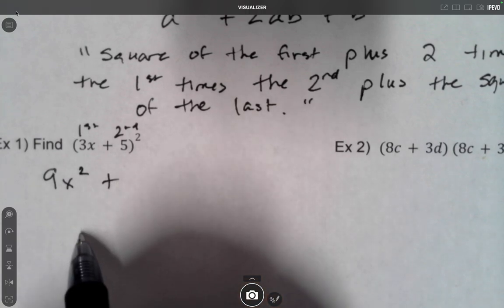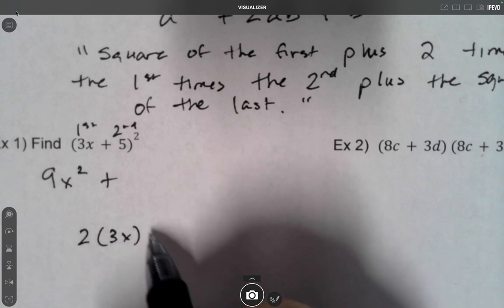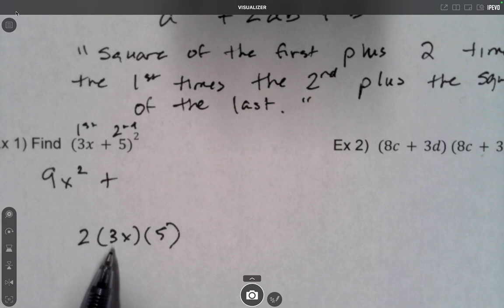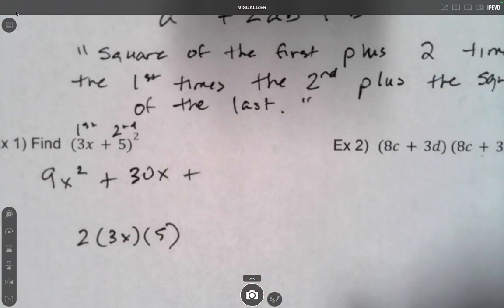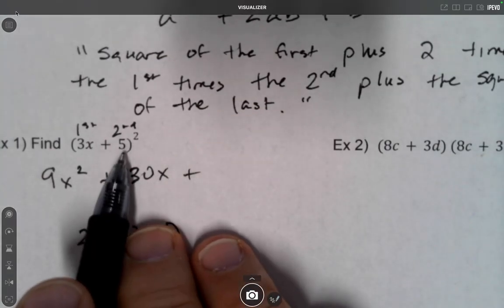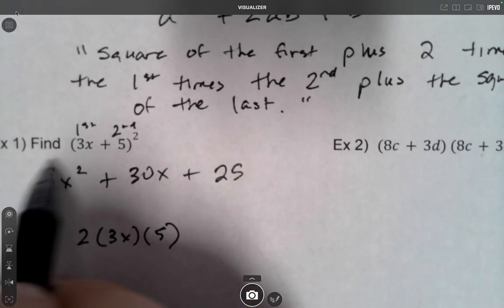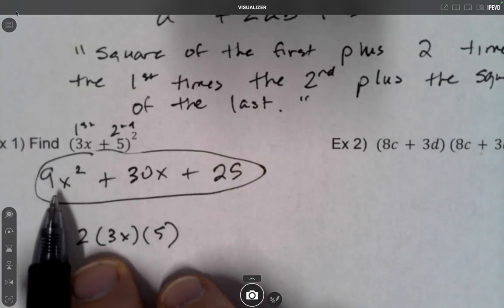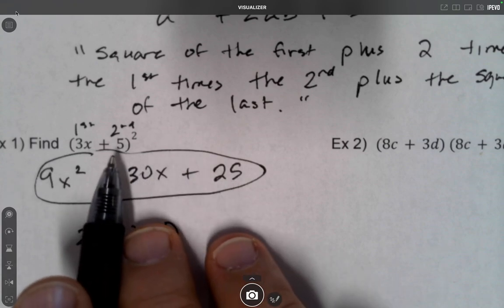Plus, I'm going to write this down here, 2 times the first times the second. So 2 times 3x is 6x. 6x times 5 is 30x. Plus the square of the second term, or the square of the last. 5 squared is 25. And we just solved that without having to do any foiling. First squared plus 2 times the first times the second plus the square of the last.